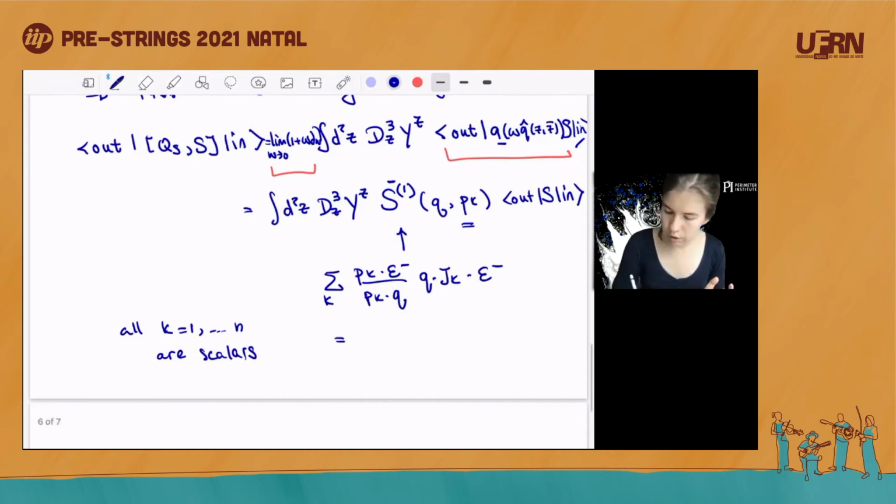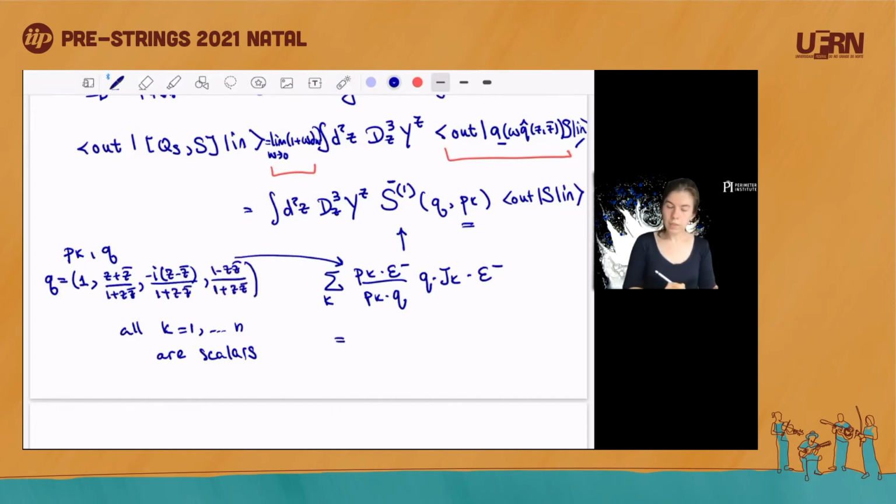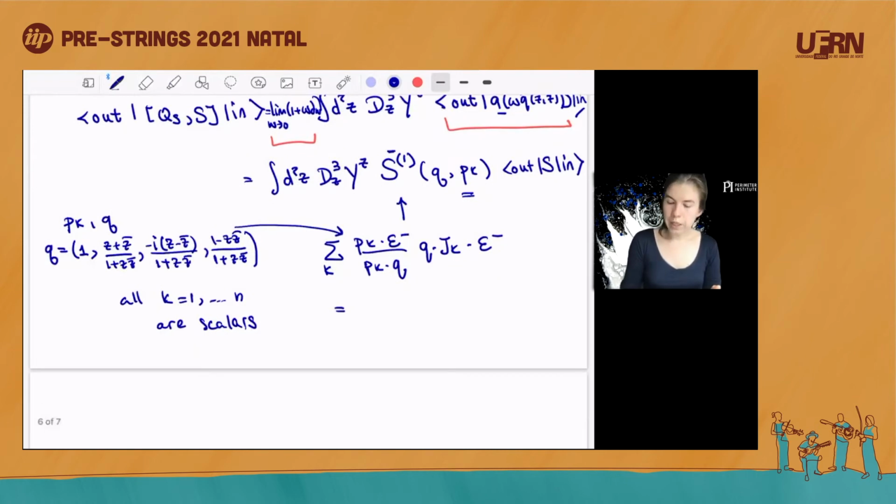The way to compute it is to use these parametrizations for the massless momenta, pk and q. Let me just write it down. We're going to see them again today. So one can parametrize them as follows. q, a null vector, can be parametrized in terms of coordinates on the sphere as 1, and then z plus z bar divided by 1 plus z z bar, minus i times z minus z bar divided by 1 plus z z bar, 1 minus z z bar divided by 1 plus z z bar. And similarly for pk, but just replacing these z's by zk's.